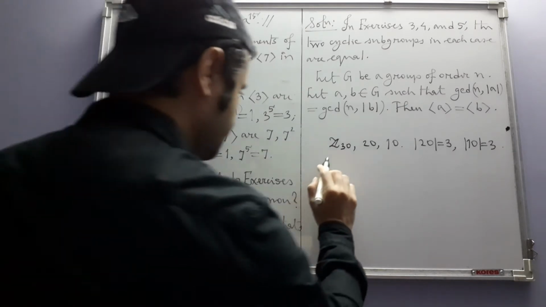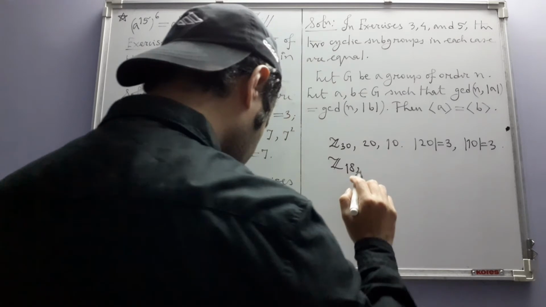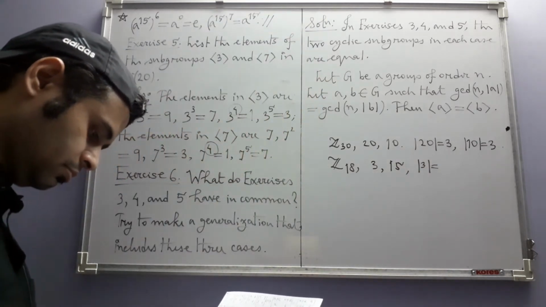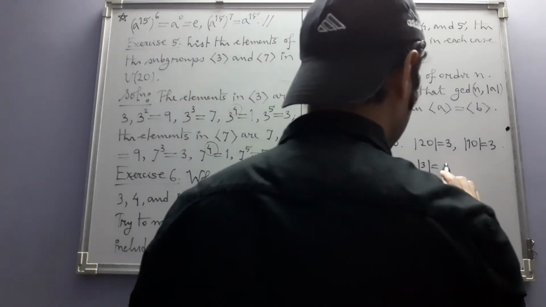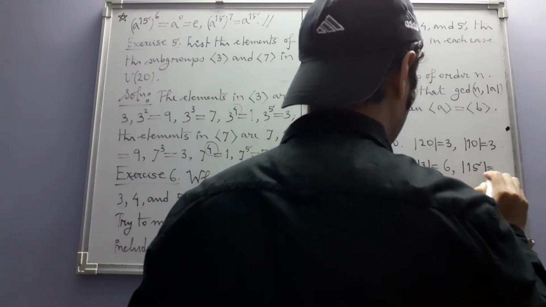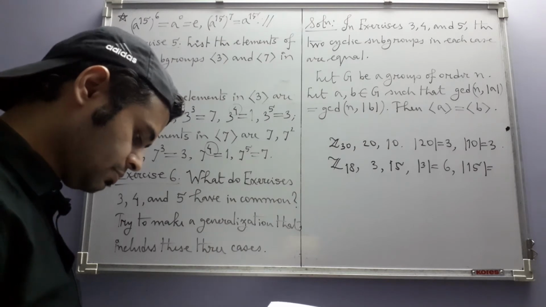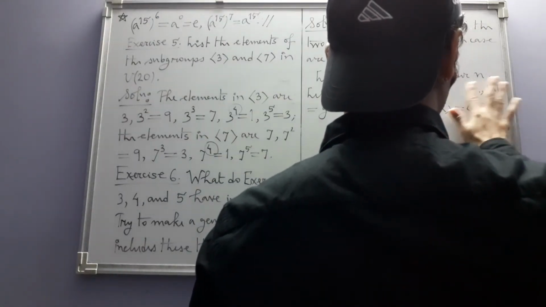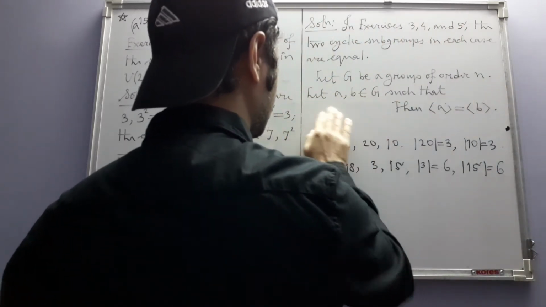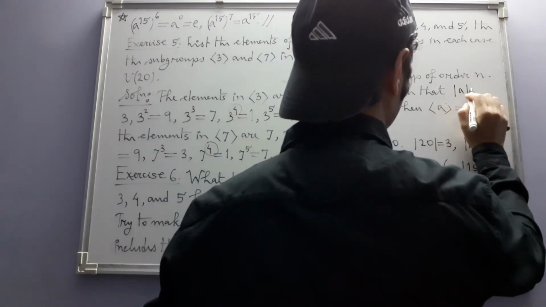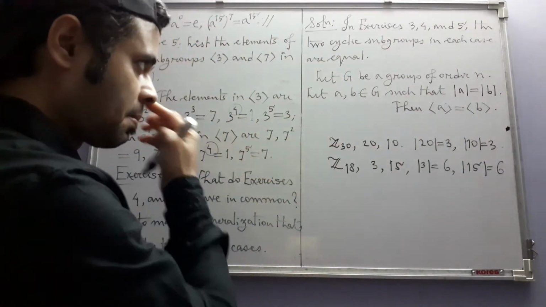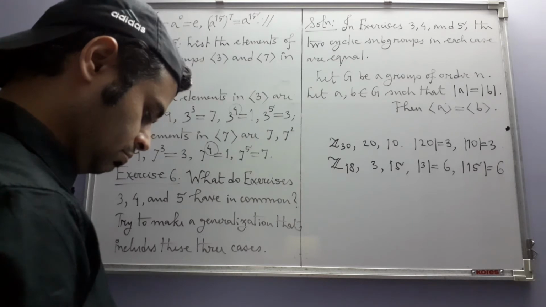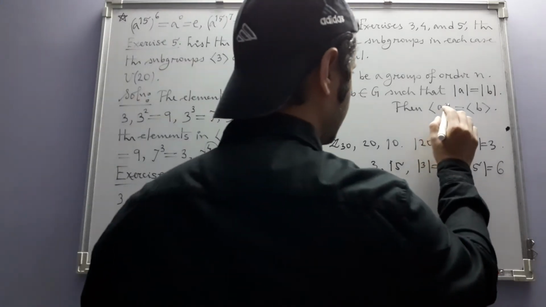And finally, in the second one, our elements are 3 and 15. Order of 3 is 6 and order of 15 is also 6. Okay, so why GCD? Let me change it. Such that the orders are equal, then the cyclic subgroup generated by A is equal to that generated by B.